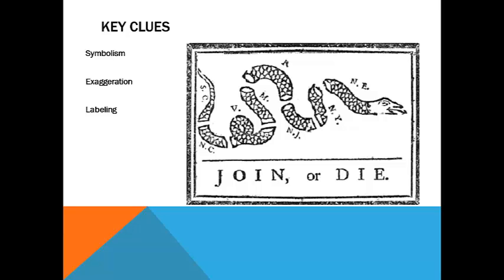And if we take a look at the picture that you see here, we see a snake cut into several pieces, and then you see several abbreviations for the states. Without the abbreviations for the states, the meaning of the cartoon may be lost, in which this cartoon is asking the original colonies of the United States to join together, or to be under continuous tyranny from the British.